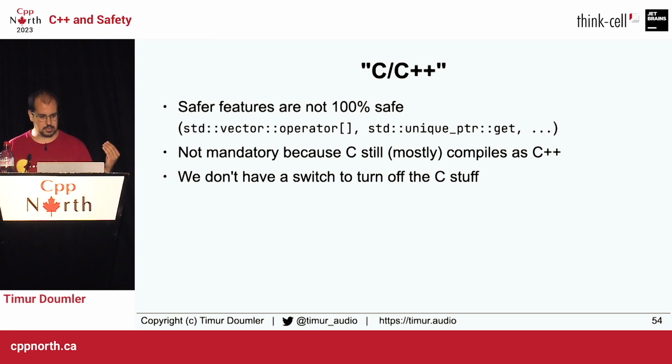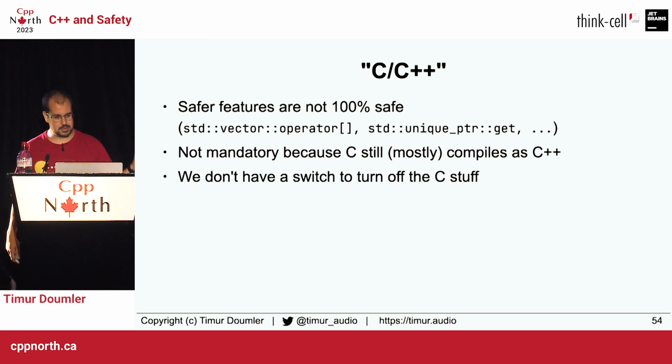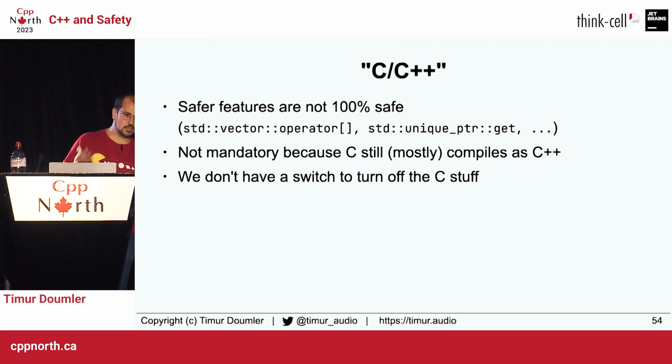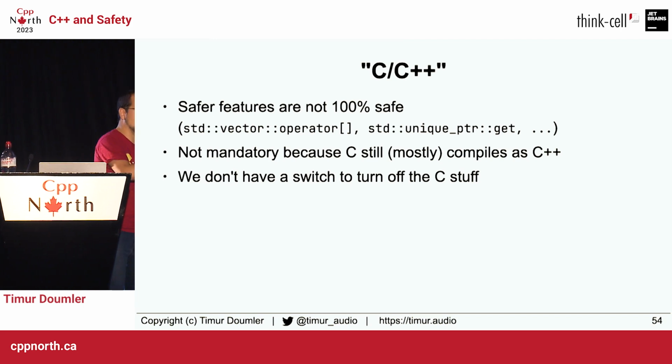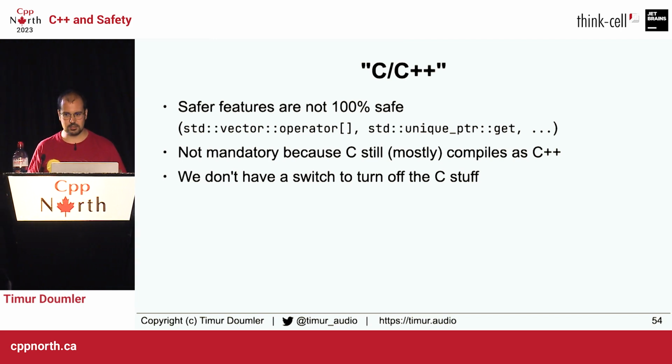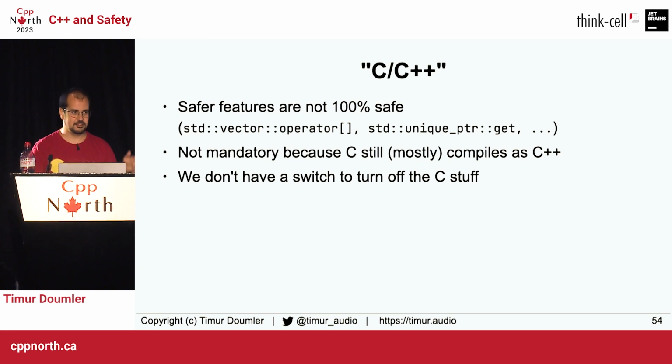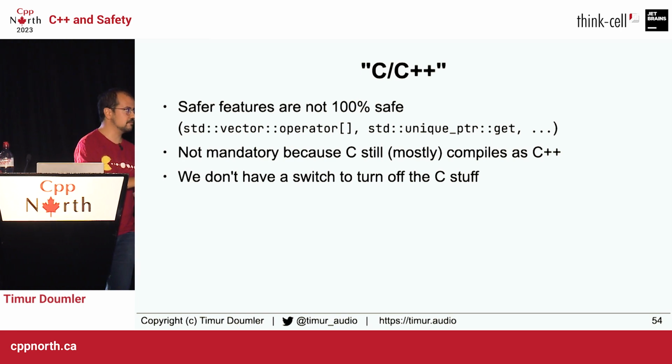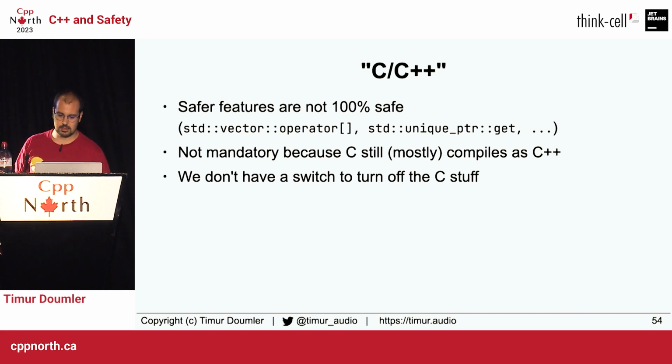So the other problem is that none of this modern C++ stuff is mandatory, because we still have to support C, right? C mostly still compiles as C++. So there's no switch to turn off all of the raw, low-level, unsafe C stuff. And so that's a problem.